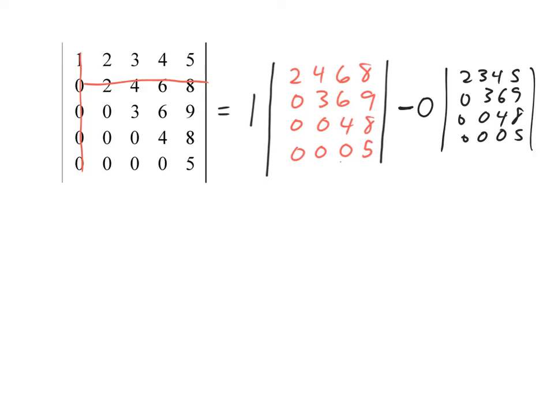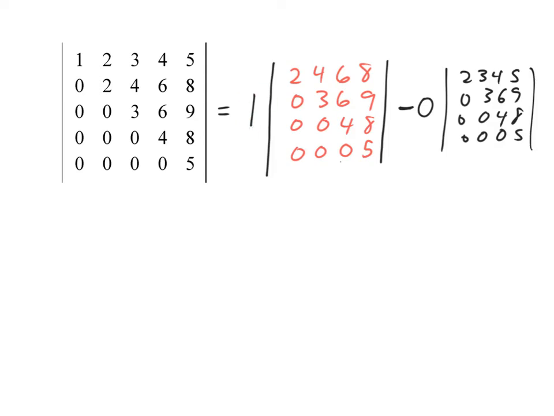Now, I can just keep going. The next one's going to be plus this 0 multiplied by its minor, plus 0 multiplied by its minor, and it's all going to be 0, which means every time I have 0 multiplied by this, it's all just going to be 0, so I don't have to deal with this at all. So now I'm going to deal with just this piece right here, and it's 1.